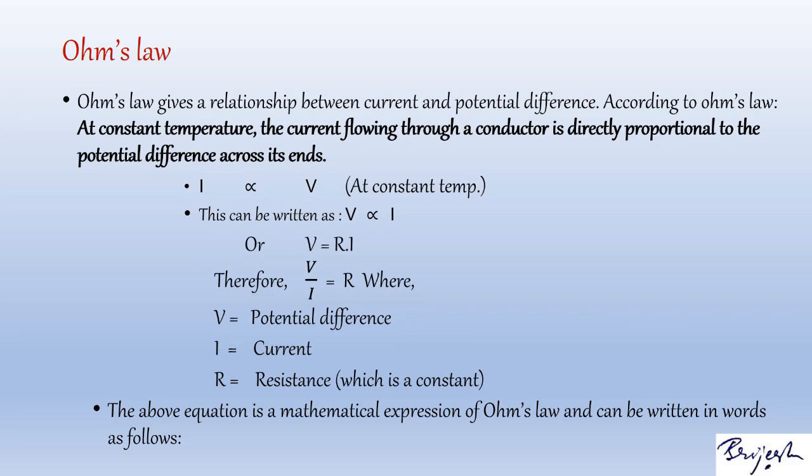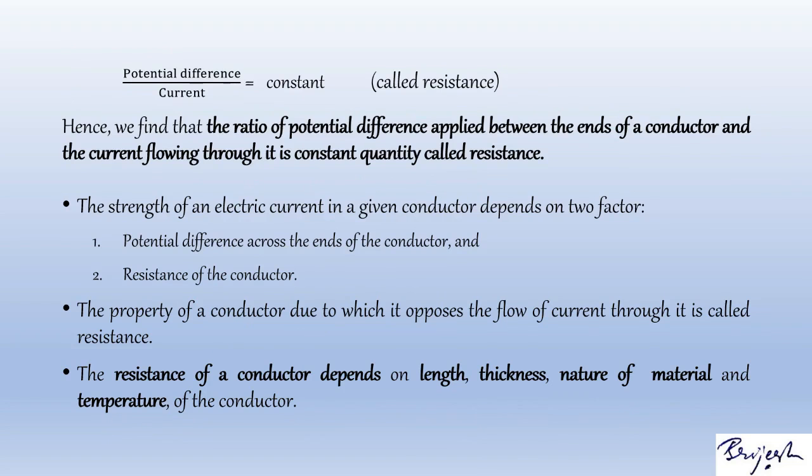So the above equation is a mathematical expression of Ohm's law and can be written in words as follows. Potential difference upon current is equal to constant. That is, the ratio of potential difference applied between the ends of a conductor and the current flowing through it is a constant quantity called resistance.